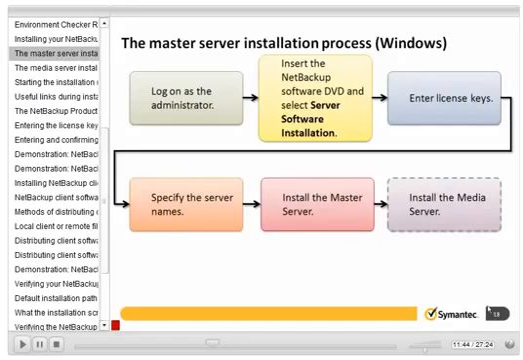It'll also prompt you for the server names, your master server name, and any additional media servers. Next, you can select that you want to install the master server. Once you're finished installing the master server, you can proceed to start installing the media server.